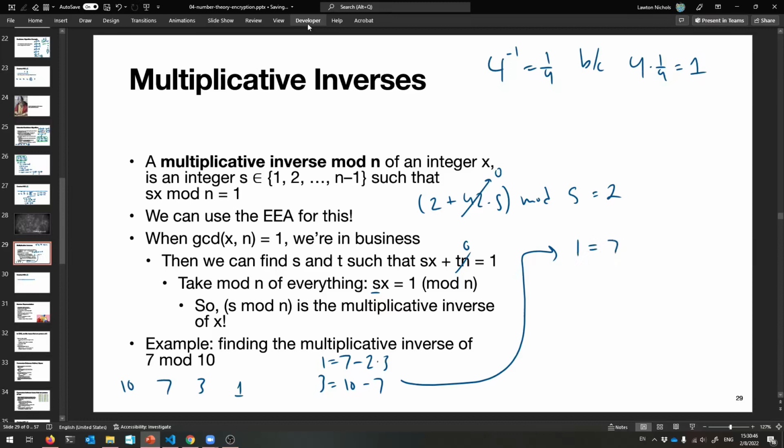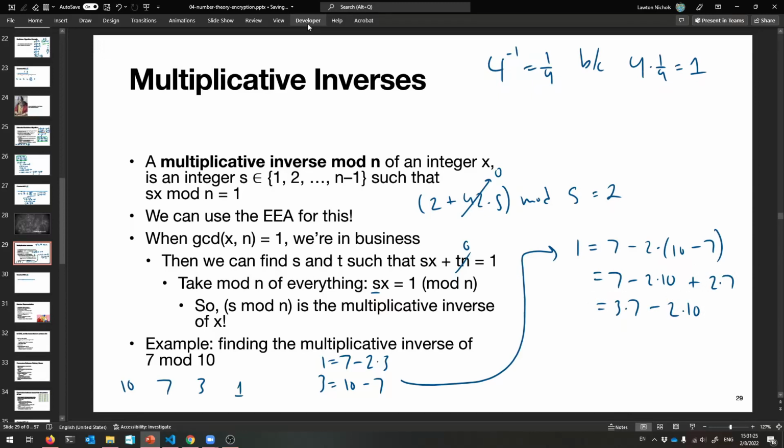So 1 equals 7 minus 2 times 3. Well, what is 7 minus 2 times 3? So I have that. And I also know what 3 is, though, so let's replace 3 with 10 minus 7. Woohoo! And that gives me 7 minus 2 times 10 plus another 7, right? So that's plus 2 times 7. And that makes 3 7s and negative 2 10s.